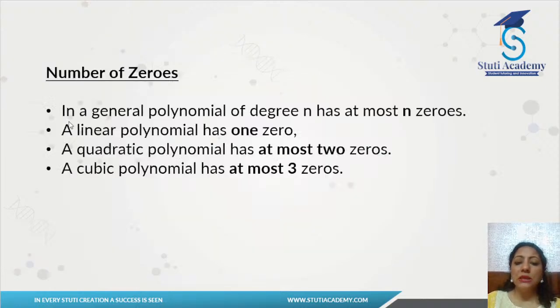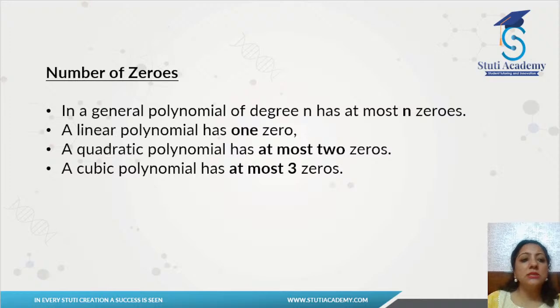Now please notice, in general, a polynomial of degree n has at most n zeros. A linear polynomial has 1 zero. A quadratic polynomial has at most 2 zeros. A cubic polynomial has at most 3 zeros.